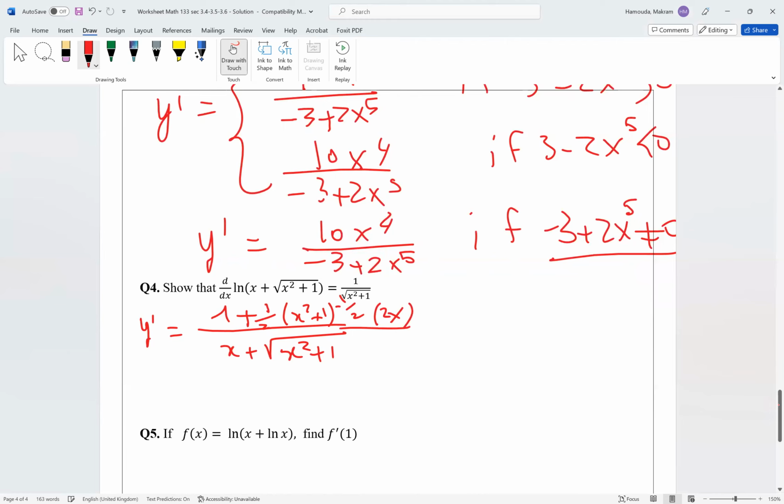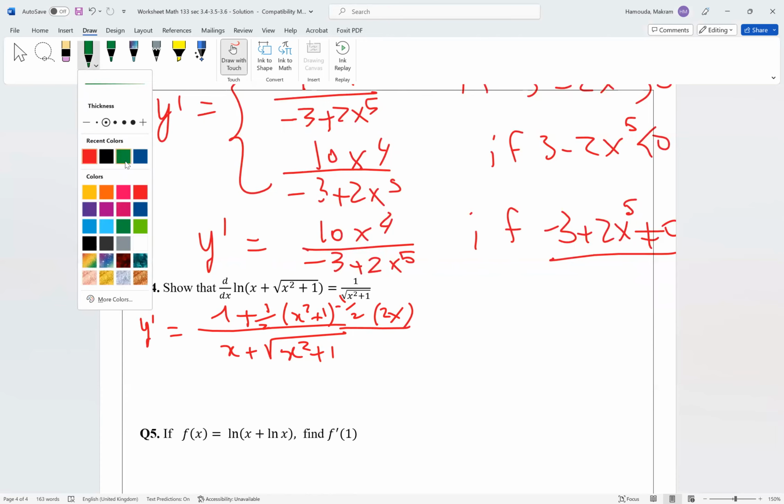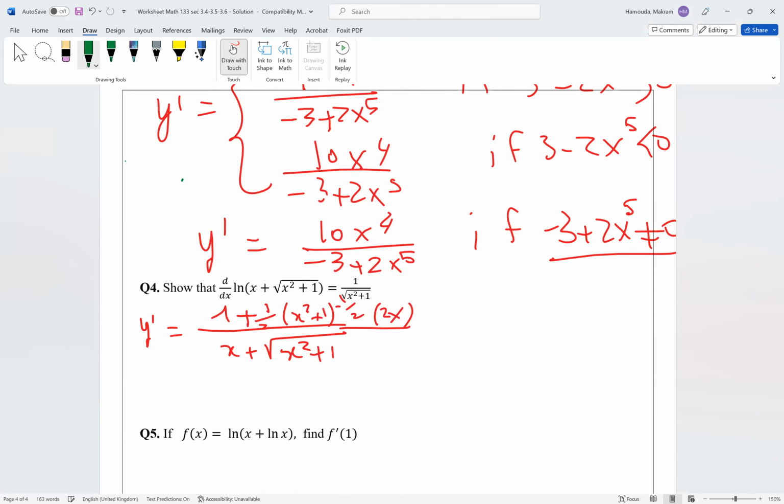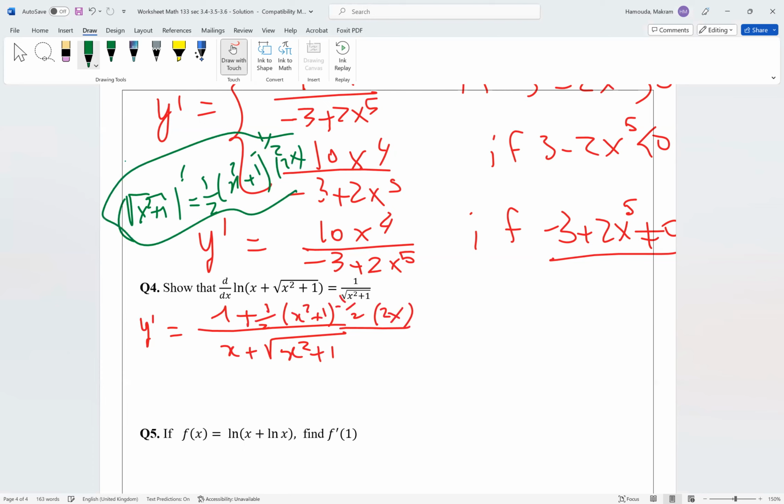Because of the chain rule here, in fact, the derivative of root x squared plus 1, you apply the chain rule. It's half x squared plus 1 power minus half times 2x. Okay, so that's the computation here.